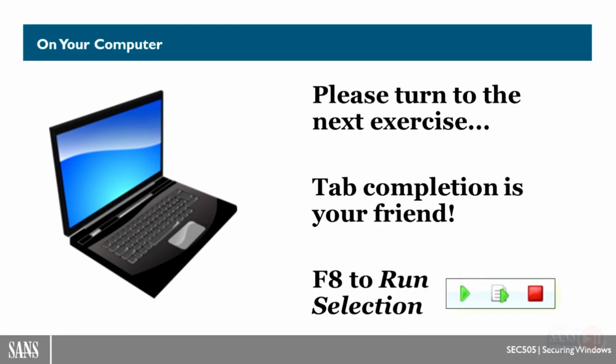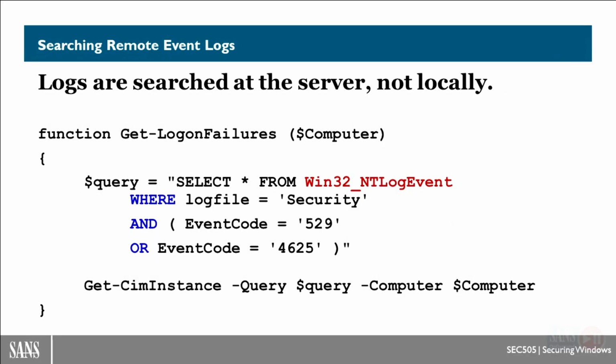example, local group membership. Remember that in the CIMV2 namespace, there are over 400 classes of information. So there's over 400 classes. What are some of the other things that we can query? Well, how about searching event logs? In your manual, take a look at page 27.